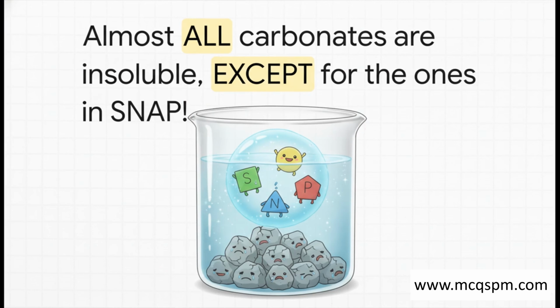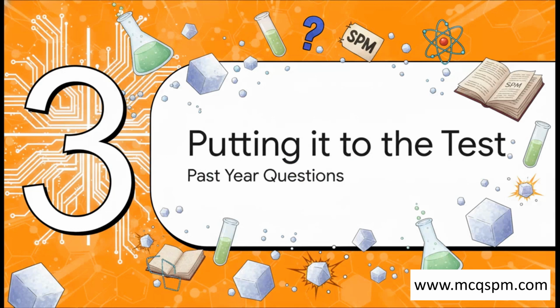And finally, the carbonates. This one is probably the easiest rule of all. Just assume that every single carbonate salt is insoluble. They don't dissolve. The only time they do dissolve is if they're paired up with our friends from SNAP. So sodium carbonate, ammonium carbonate, and potassium carbonate, those are soluble. All the others are not. So you might be thinking, okay, that seems simple, but does it actually work in a real exam?